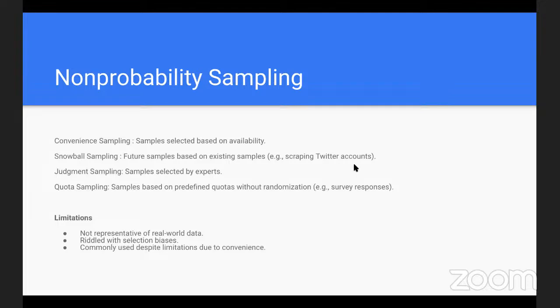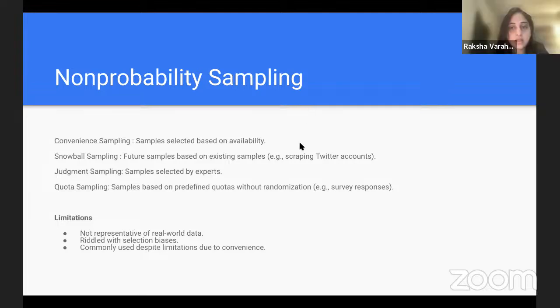Yeah, this one, maybe you can move on from this because quota sampling is less used in machine learning. Yeah, yeah, so yeah. We can move on to the next.